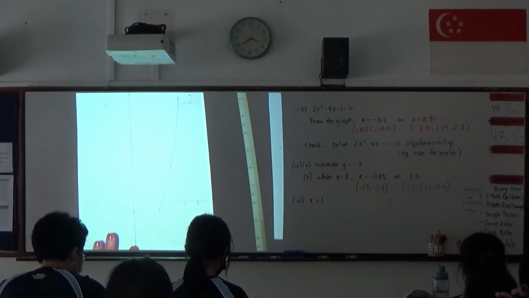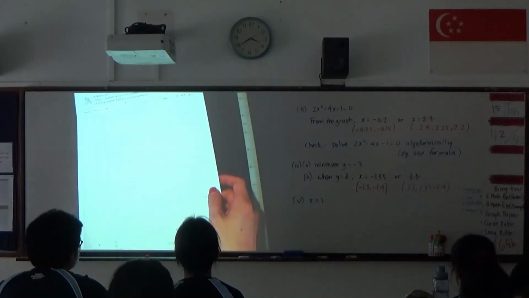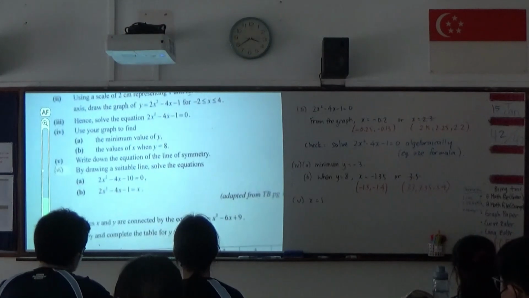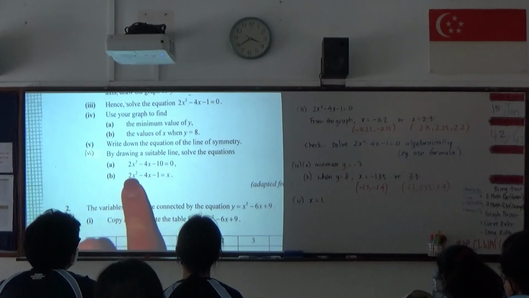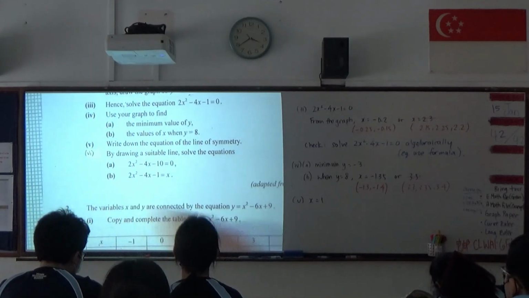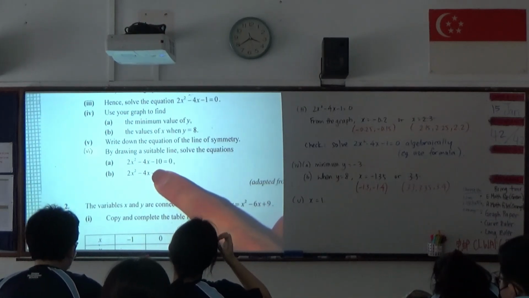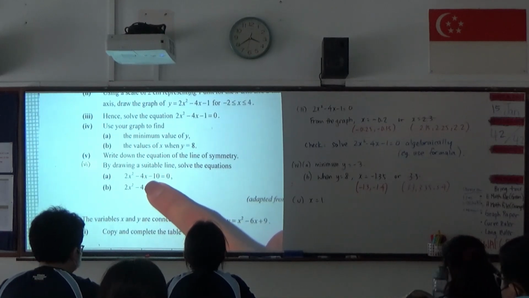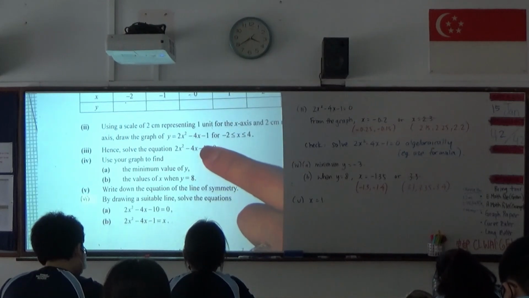Now next, we look at the very last part, which I want to introduce first before we jump into chapter 5, which is much later. I thought that I can do this kind of question. So they say that by drawing a suitable line, we want to be able to solve the equation. We start off by looking at 2x squared minus 4x minus 10. We notice that there are some similarities between this equation and what we have already drawn. We drew 2x squared minus 4x minus 1.